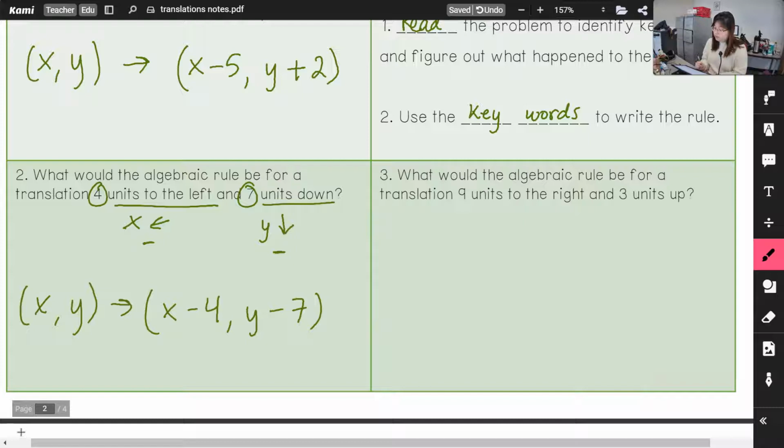Okay, so for number 3, I want you to try that one on your own. Here are the keywords. Look at those keywords, figure out, is that a positive motion or a negative motion? How is that going to influence your rule?